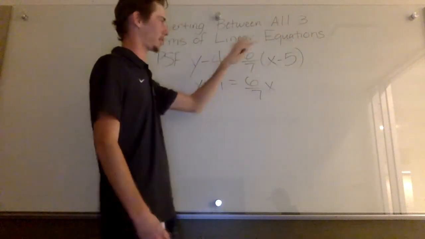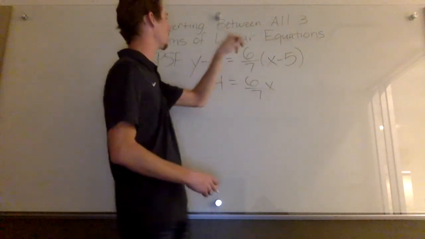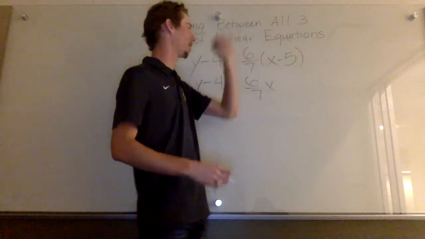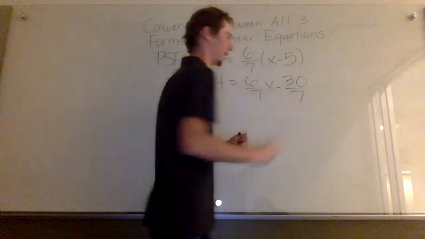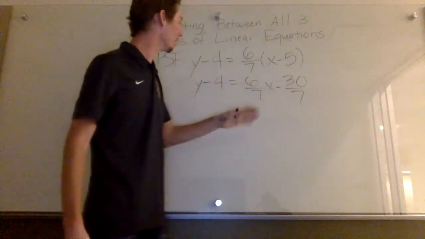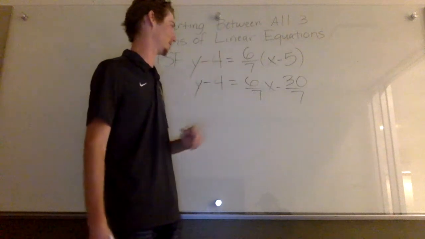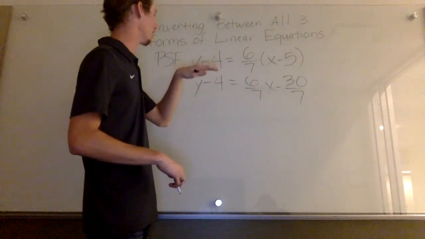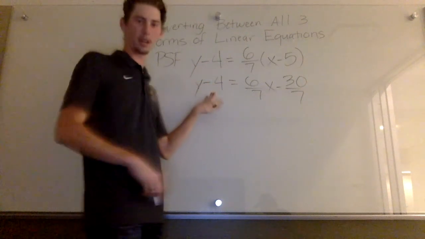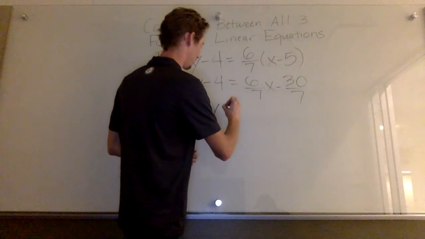I know fractions can be kind of scary, so don't worry, use your calculator if you need to. But if you just do 6 times negative 5, you get negative 30 over 7. I know, that's ugly. But I asked my friends what their favorite fraction was, and they said 6 sevenths. So blame them. Now, we just got to get rid of this minus 4 to get y by itself. That's the key for slope-intercept form.